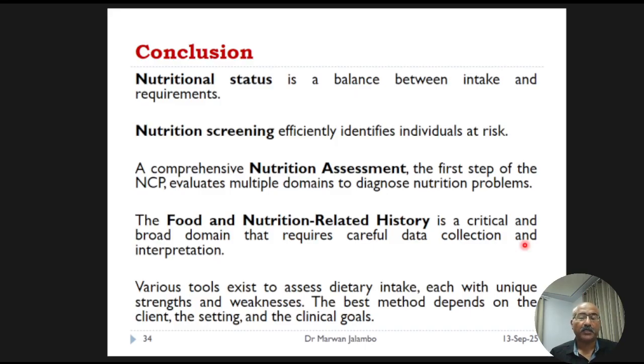The food and nutrition related history is an incredibly deep and multi-faceted domain that forms the core of this assessment. And finally, we have a variety of tools at our disposal to assess dietary intake. A critical skill you will develop is learning to choose the right tool for the right situation, so understanding the strengths and weaknesses of each.